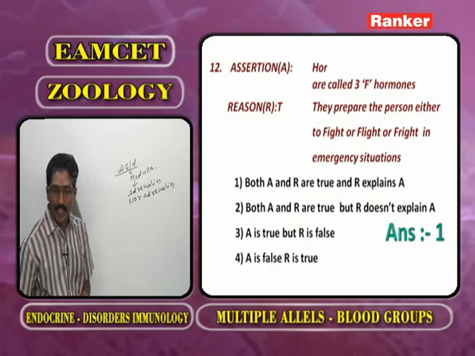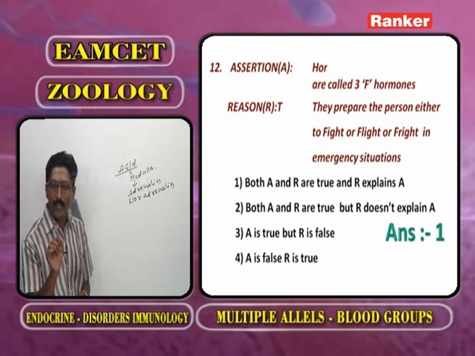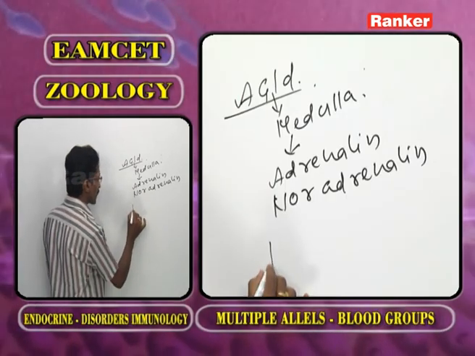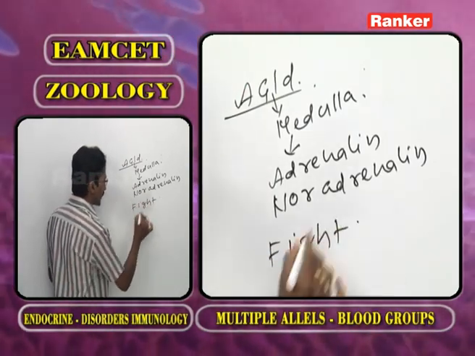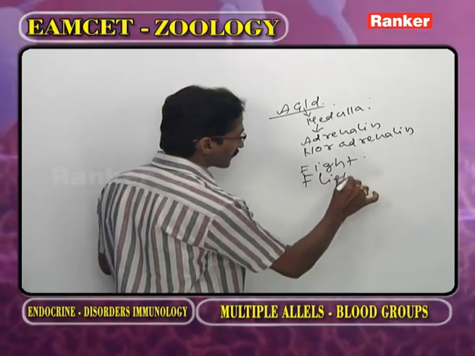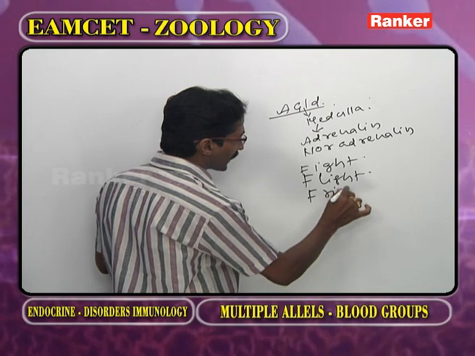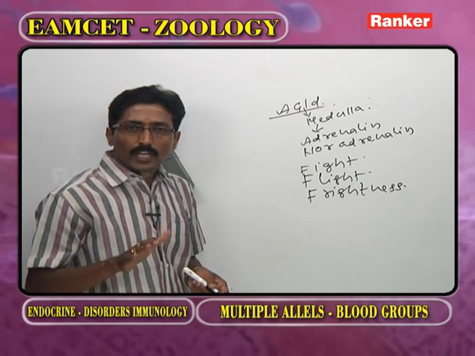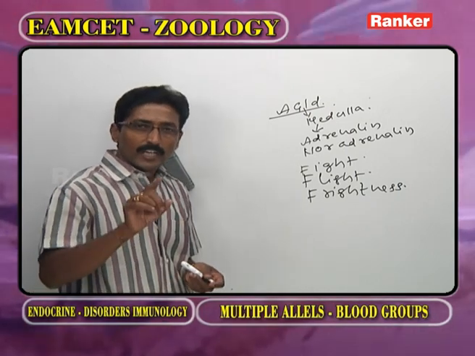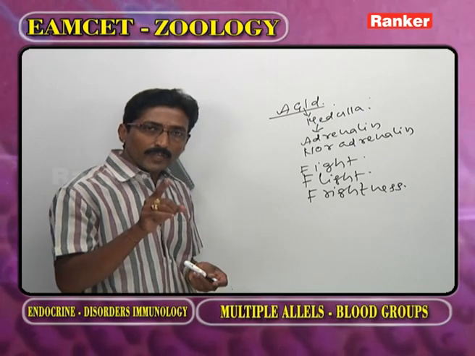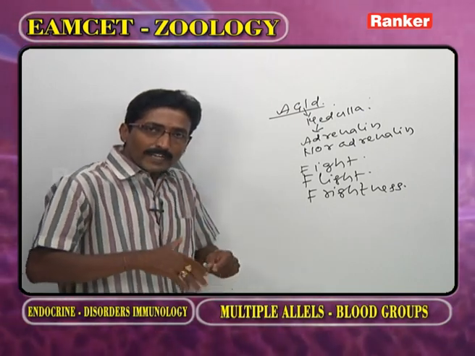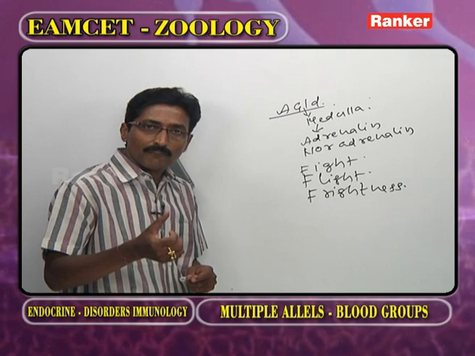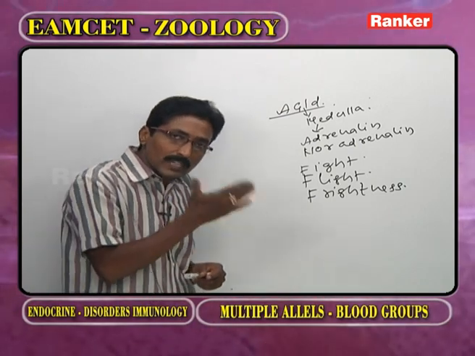Now here you observe the assertion. Hormones of adrenal medulla are called 3F. Why? Because these hormones are responsible for the fight, these hormones are responsible for the flight, and these hormones are responsible for the fright. Suppose we are moving on the road and we are going to meet an accident. While we are going to meet an accident, we are getting the fear. That we call the fright.